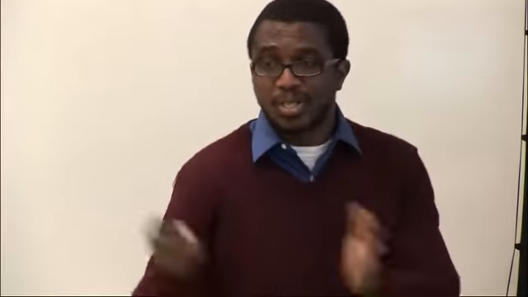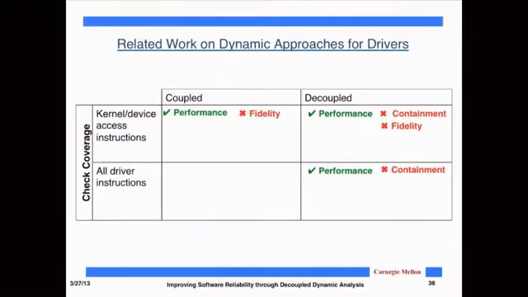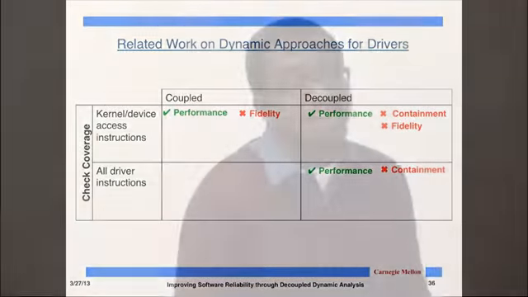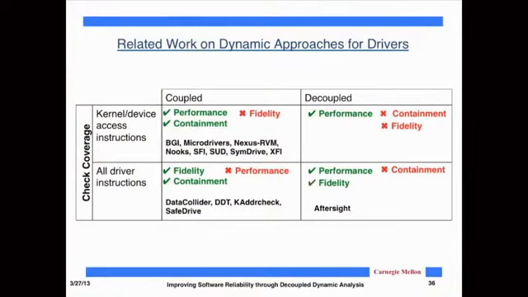Another way to get good performance is to decouple it, so run the checks sort of asynchronously. But of course, this all comes at a price, right? If you check only the driver API, then you have poor fidelity in the sense that you miss a lot of bugs that occur within the driver itself. And of course, if you decouple, then you have this containment challenge, which I'll get to a little later. And of course, the other properties sort of fall in place. And so in terms of our existing approaches mapped in, we have this sort of picture.